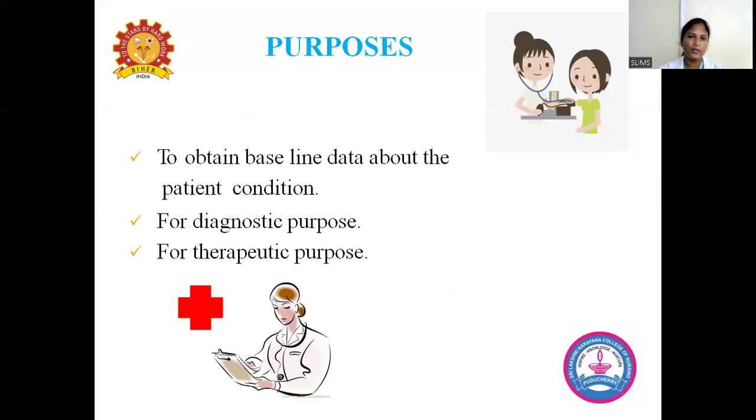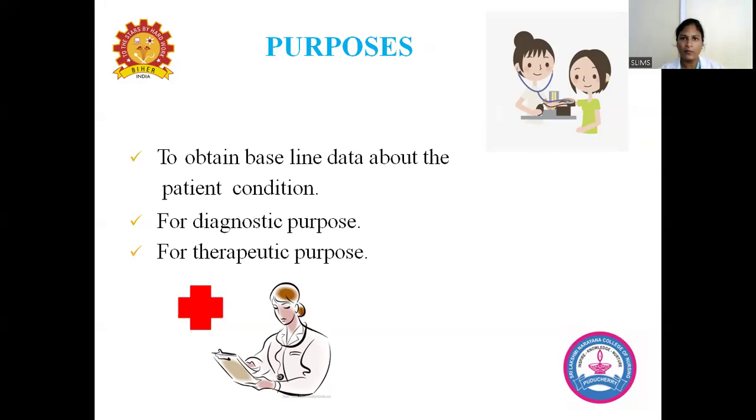And the purposes of the vital signs: to obtain baseline data about the patient's condition for diagnostic and therapeutic purposes. If you know the patient's vital signs, it is very useful for detecting the patient's problems and conditions. For diagnostic purposes, if the patient has an increased body temperature, definitely we can say the person has a fever.